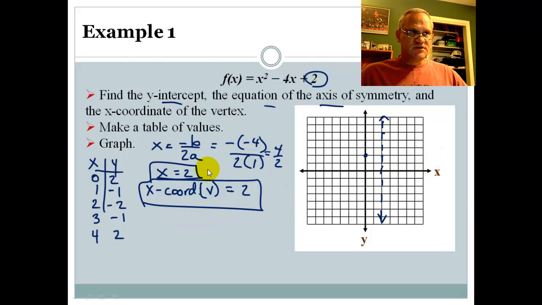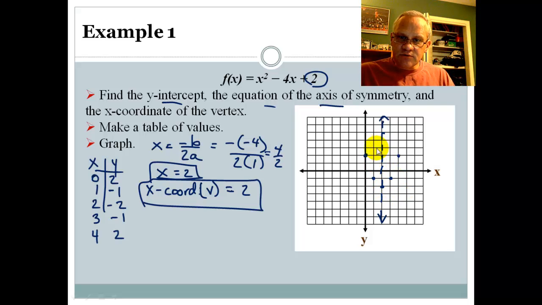Okay, so you've got 0, 2. Then we've got 1, negative 1. We got a point. And then we have 2, negative 2. There's the vertex. And then 1, 2, 3, negative 1. And 1, 2, 3, 4, 1, 2. And you notice that point is reflected across the axis of symmetry with that point. Those two are reflected across the middle. And of course that one's right on there.